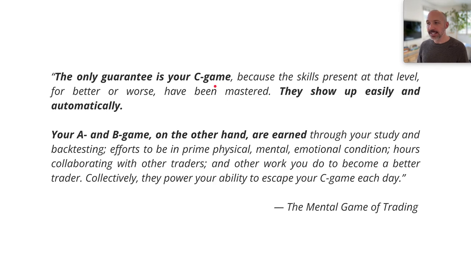The only guarantee is your C game, because the skills presented at that level, for better or for worse, have been mastered. These are the skills that show up easily and automatically. They are in your subconscious. Your knee-jerk reactions are your C game traits.